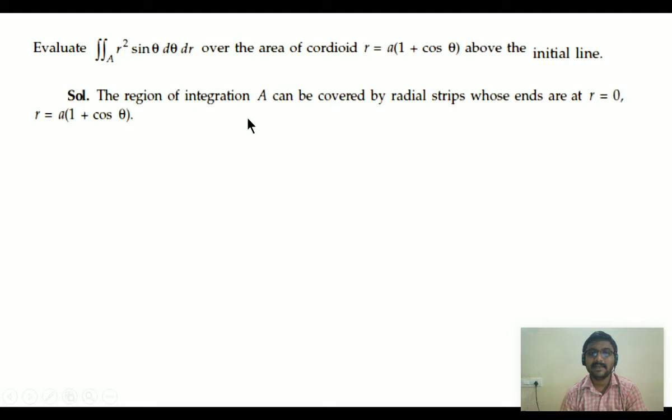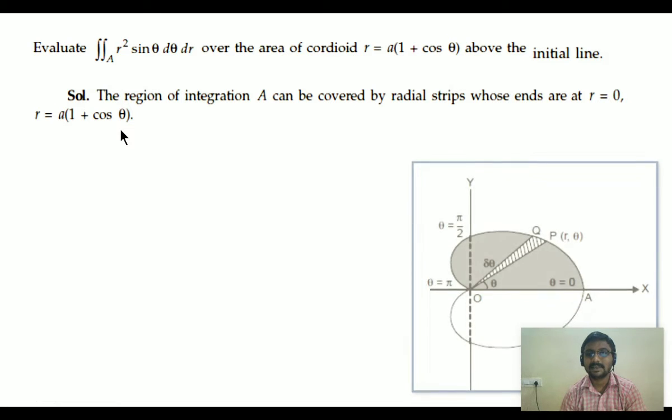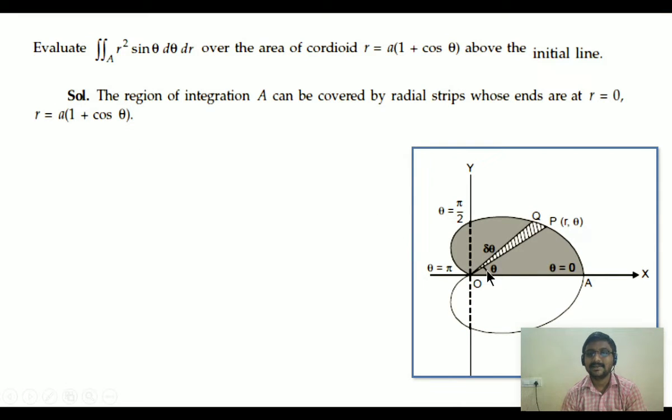Solution: the region of integration A can be covered by radial strips whose ends are at r equal to 0 and r equal to a into 1 plus cos theta. The rough sketch of the region is like this. It is the cardioid. The x-axis is nothing but theta equal to 0, the initial line. The y-axis is nothing but the pole line, that is theta equal to pi by 2 line. The negative x-axis is nothing but theta equal to pi line, and the shaded region is the area above, inside the cardioid. So in this area we have to find the double integral value.